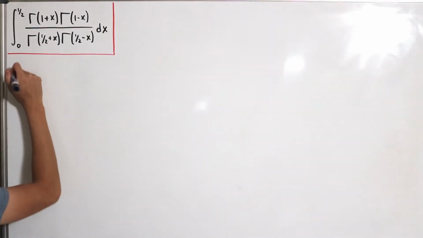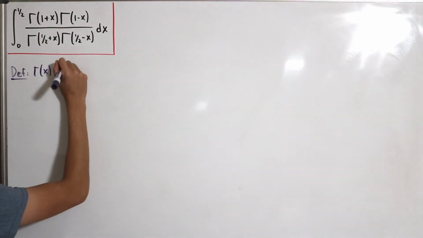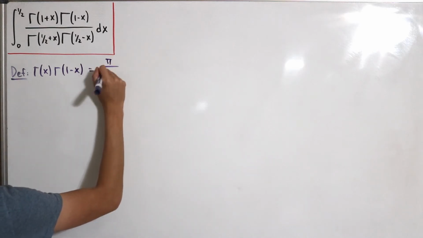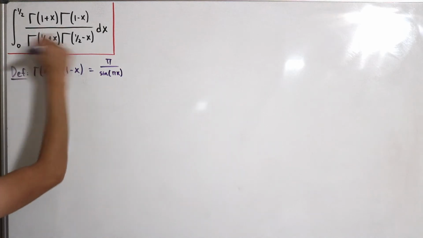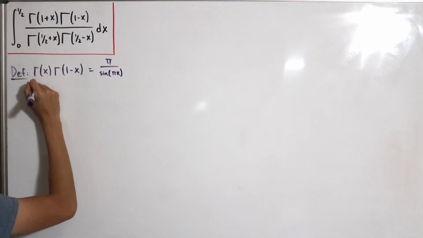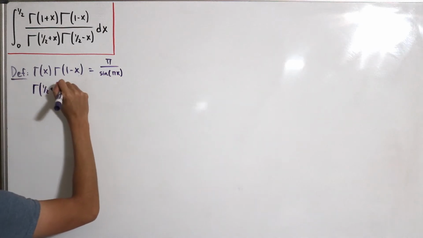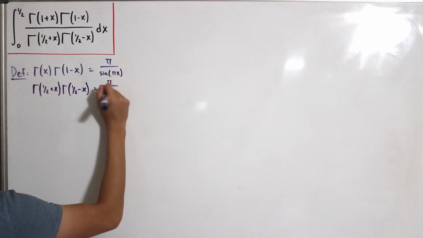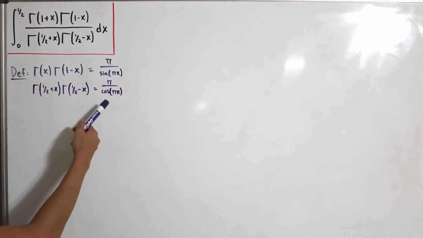The definition, of course: Euler's reflection formula is that gamma of x multiplied by gamma of 1 minus x is simply equal to pi divided by sine of pi x. And then we're going to introduce the new formula listed in the denominator: gamma of 1/2 plus x times gamma of 1/2 minus x is simply equal to pi divided by cosine of pi x.